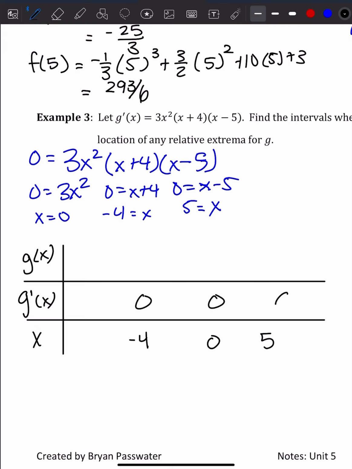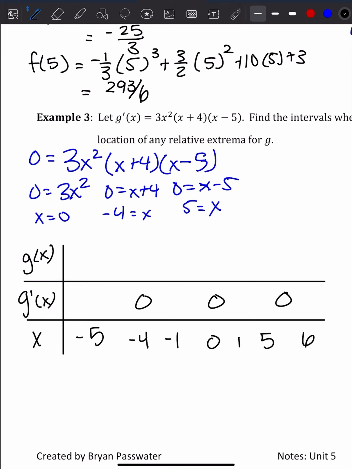But I know those values are 0. So a number before negative 4 could be negative 5. A number between negative 4 and 0, I'm going to say negative 1. After 0 but before 5 is 1, and after 5 can be 6. So we're going to plug all of these numbers into our factored version and see what happens.